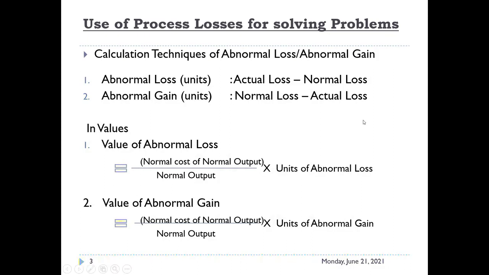That means debit side total minus credit side. From credit side only we should deduct the normal unit and normal amount, normal loss of unit and normal loss of amount. Again, I am repeating, from debit side total we should deduct the credit side normal unit in case of normal output, in case of amount the normal amount, into units of abnormal loss. Similarly, value of abnormal gain is the normal cost of normal output divided by normal output into units of abnormal gain. So in this way, the value of abnormal loss or abnormal gain is to be calculated.